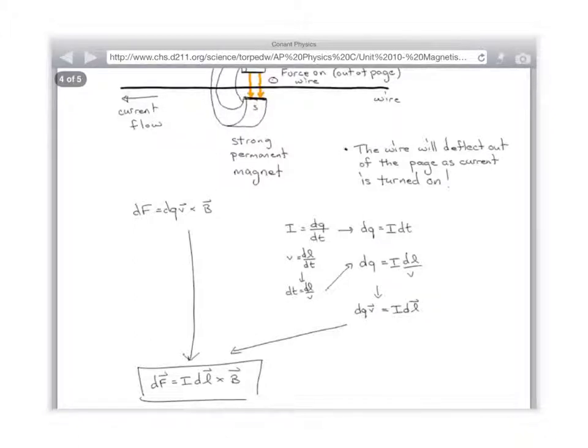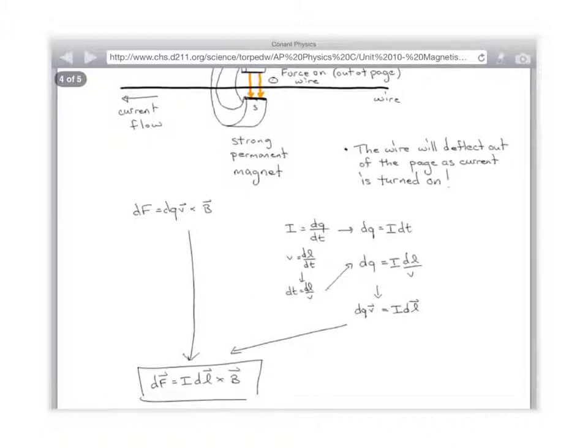One of the neat things about this is the basic idea of qV cross B, right? qV cross B is the force on a charged particle. How do you get the force on a wire? Well, you just say you have a little piece of wire that has a charge that's moving, right? And so instead of writing dq v, we know I is dq over dt. So dq is I dt. But velocity equals dl dt. Right, velocity is dl dt.